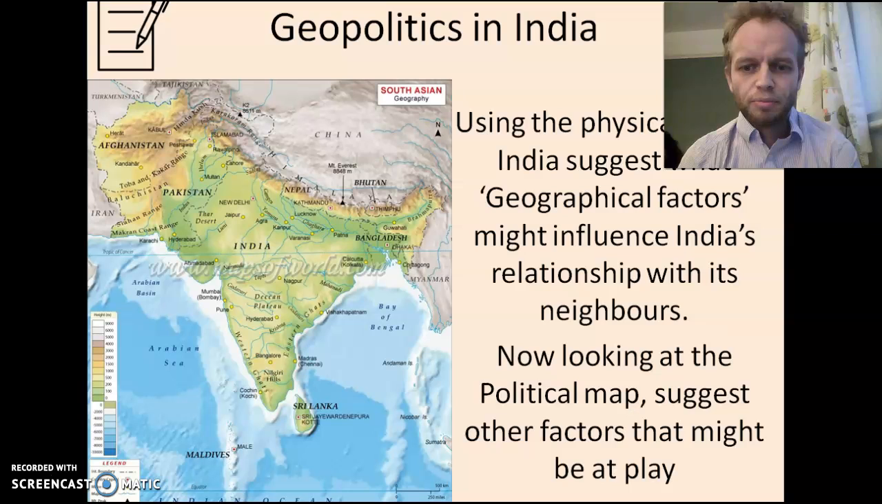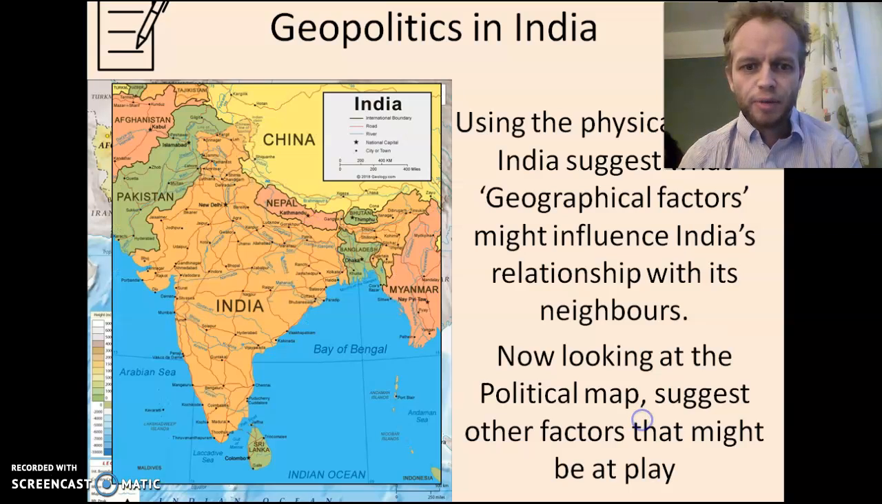Now I want you to think about its political situation. Okay, so jot down any ideas about how its politics, where it's located in terms of the world, and how it has relationships with the countries around it, depending on the political map. So think about the borders that it has. Think about how that might affect India as a country. Jot down some of your ideas in your books. Pause the video if you need a bit more time.